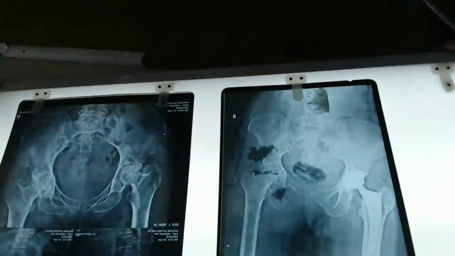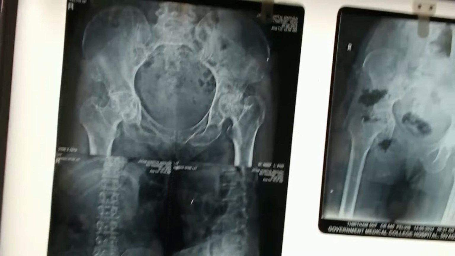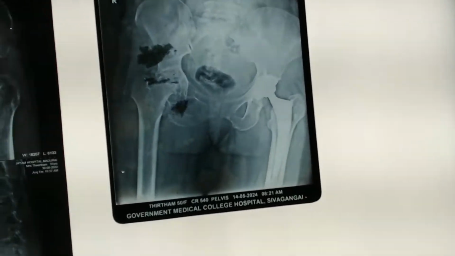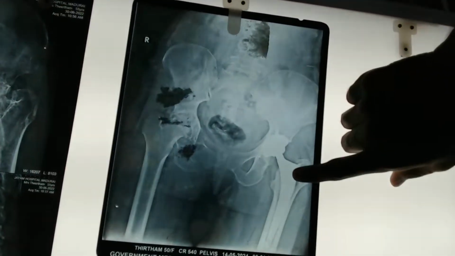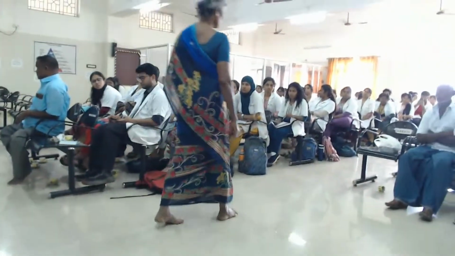This is a bilateral condition. One side has been operated, and the other side is yet to be operated. The left side has been done, and the right side is yet to be operated. You can see the difference between the corrected side and the unaffected side.